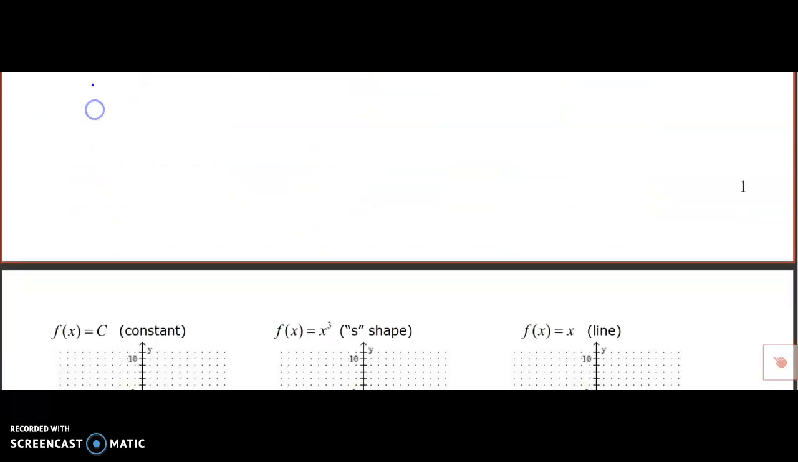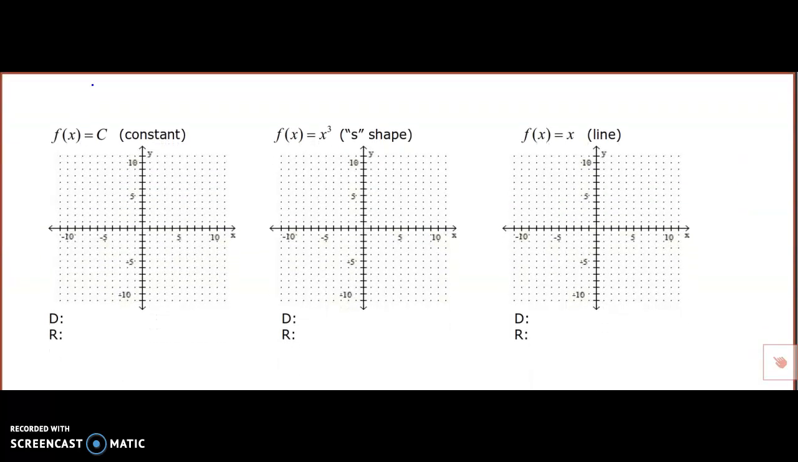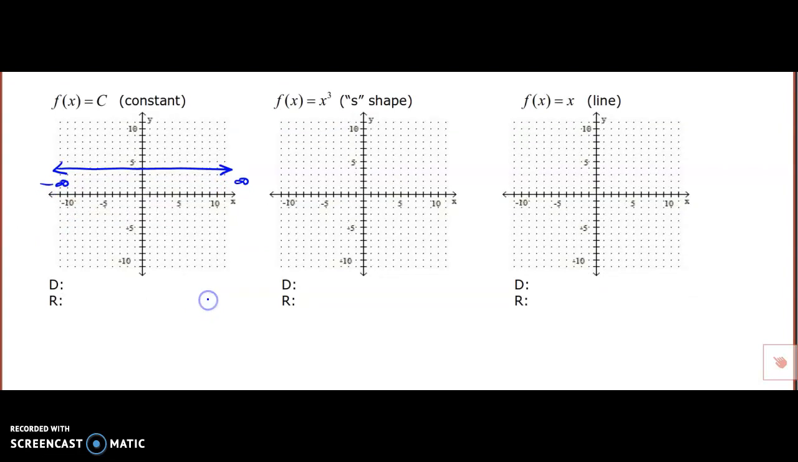Other parent functions you need to be familiar with would be the constant function. That's just a horizontal line. So let me draw a horizontal line here at 4. Those arrows indicate it goes to positive and negative infinity on the left and the right. So that means my domain is negative infinity to positive infinity. And my range is a little bit different here. My range is actually a single value of 4.